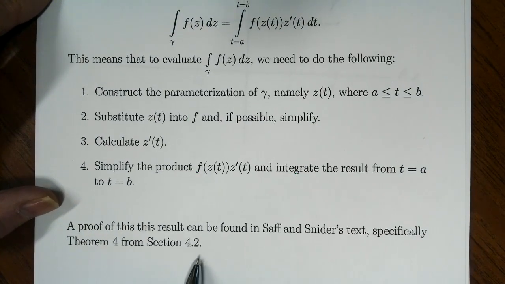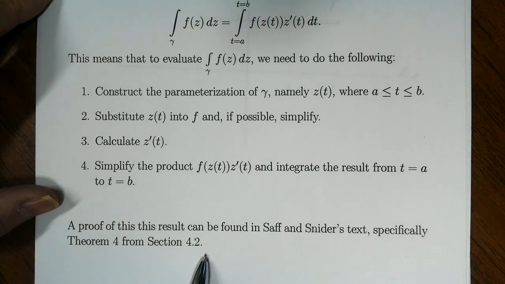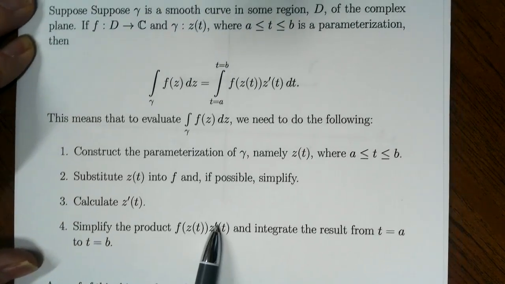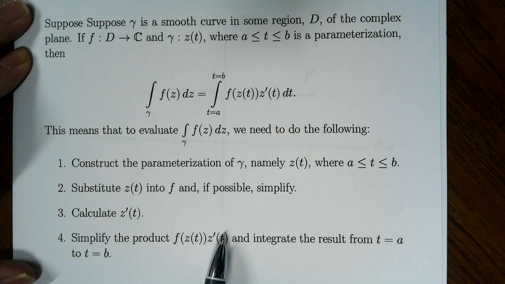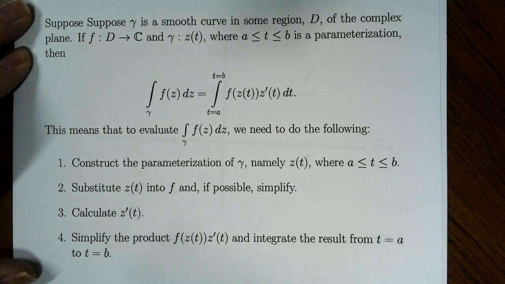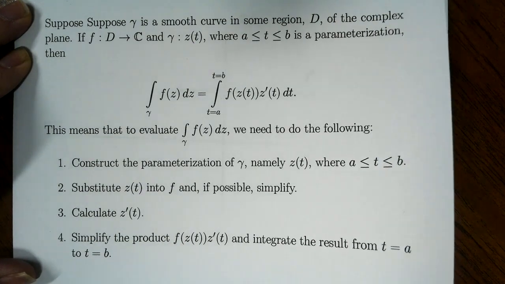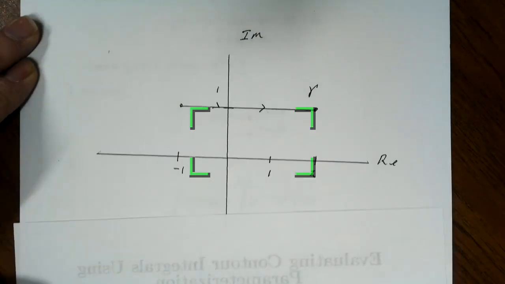Now, proof of this result can be found in various places, including Saff and Snyder's text, specifically Theorem 4 from section 4.2. Now, this is perhaps one of the most straightforward means of evaluating contour integrals, but we will discover soon that there are easier methods. So let's take a look at an example.